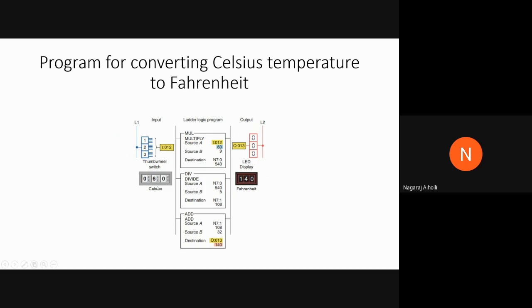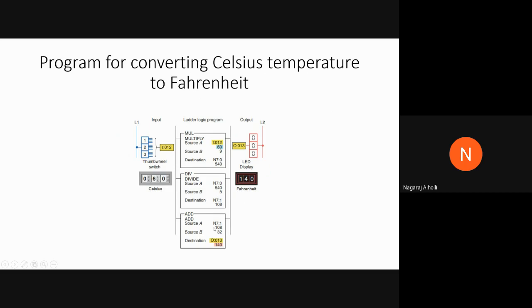Okay, so that is 60 into 9 divided by 5. Then after that, it will add the value 32. So the Celsius value will be multiplied by 9, then divided by 5. Then the result will be added with 32. That will give 140. So here we are getting 108, that is the output of the division instruction.